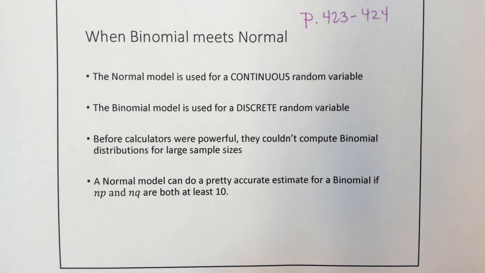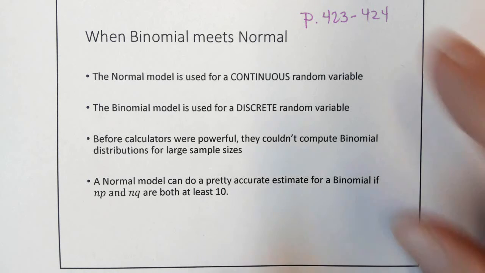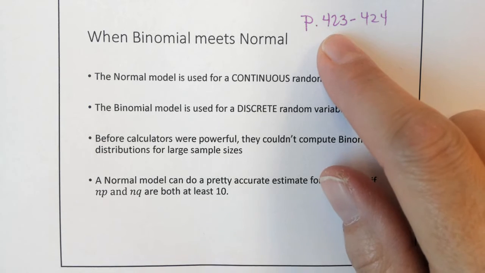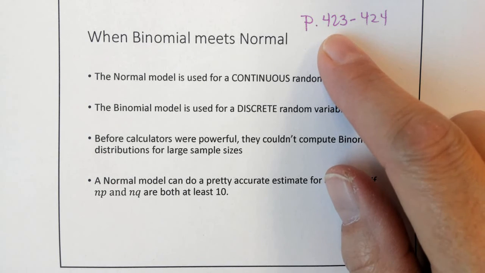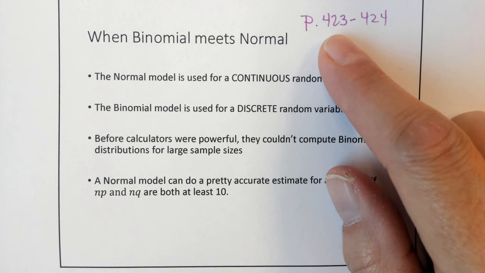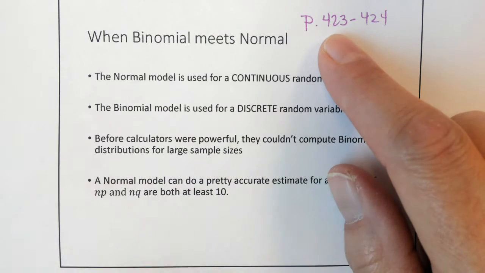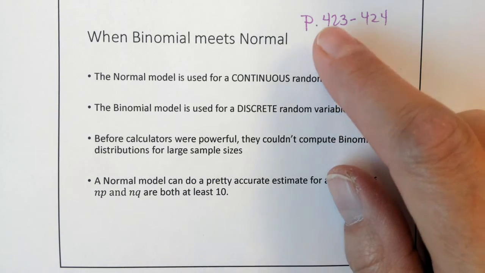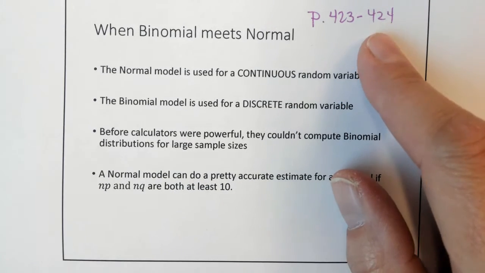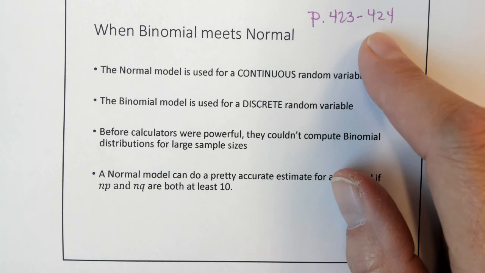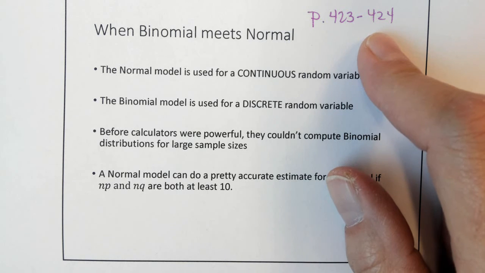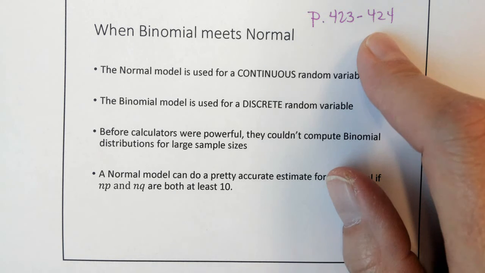Okay, before we actually dig into these day 4 notes, there's a short reading that you need to do in the textbook. It starts on page 423. It's titled Normal Model to the Rescue, and it sets the stage for why we even need to do this. It ends at the top of page 424 with a highlighted yellow section before you get to the math box. So if you don't have your book, that's fine.